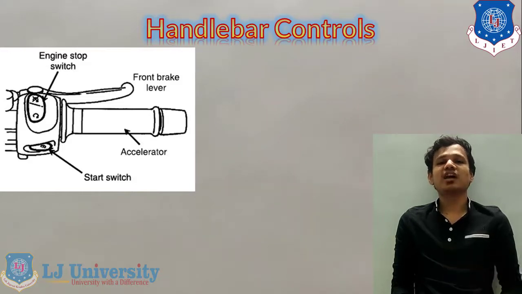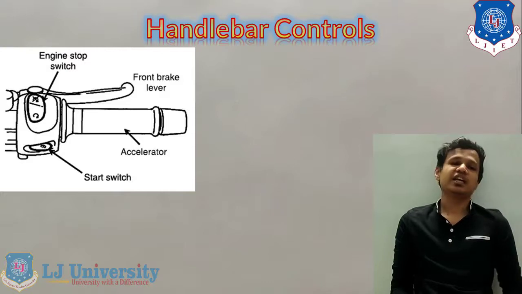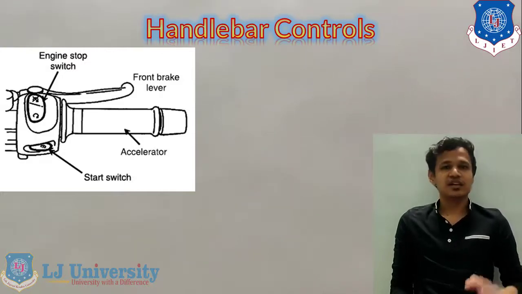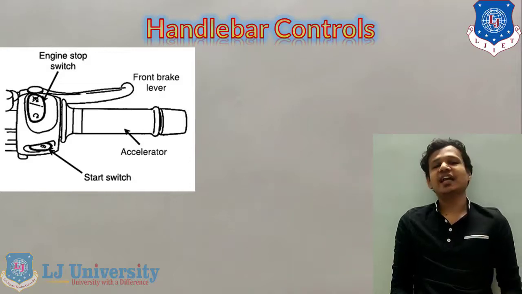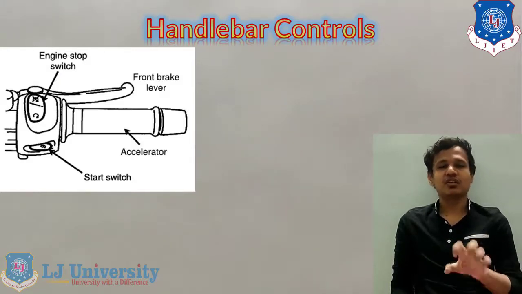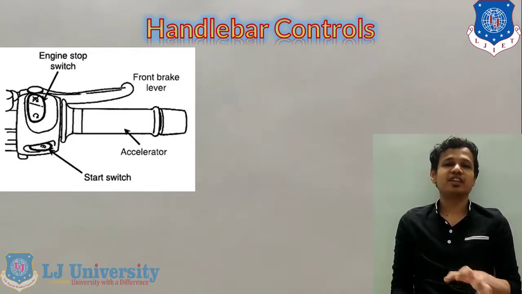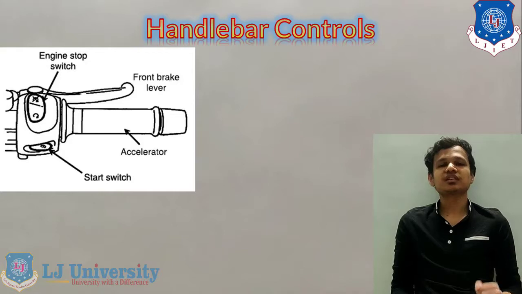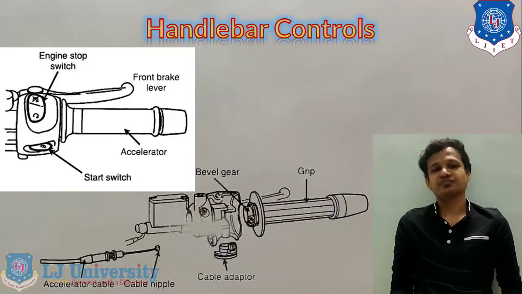Next are the handlebar controls. How are the handlebar controls generally given in the case of the two-wheelers? This is the right handlebar that you can see in the figure. In the right handlebar, you can see mostly the accelerator is given on the handle. The front brake lever is given with the accelerator. The start switch and also the engine stop switch are generally provided on the right side of the handlebar.